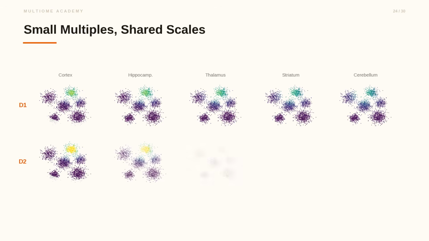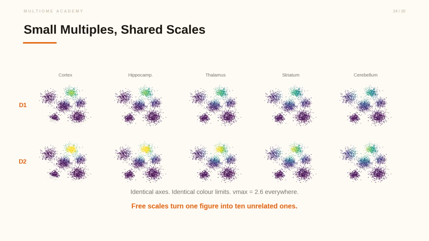When comparing conditions, resist overlaying everything into one panel. A grid of small multiples sharing identical axes and identical color limits lets the eye scan differences directly. Those shared scales are what make the comparison valid. A faceted grid with free scales is several figures pretending to be one.